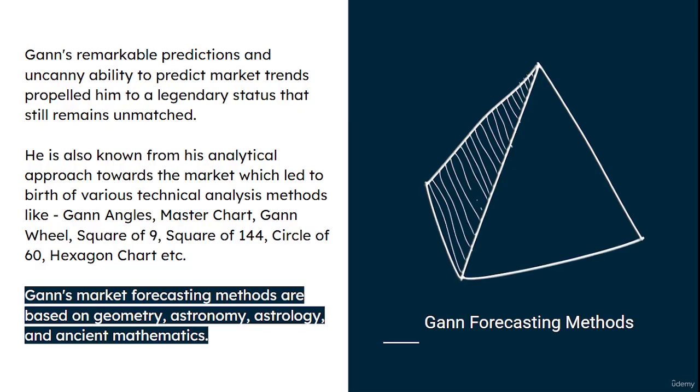He made many different kinds of, you can say, indicators, but I'll say more like methods, like Gann angles, master chart, Gann wheel, square of 9. We'll discuss square of 9 in more detail, and we'll also discuss Gann angles and the master chart, Gann wheel part. And square of 144, these are other methods which are not in the purview of this course, but you'll get a pretty good understanding of his world. His market forecasting methods are based on geometry, astronomy, and astrology. And most of the ancient mathematics, you can see I have written here, but ancient mathematics is a sugar-coated term which we use to describe geometry and numerology. You'll see all of that.